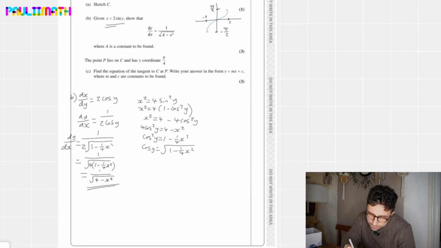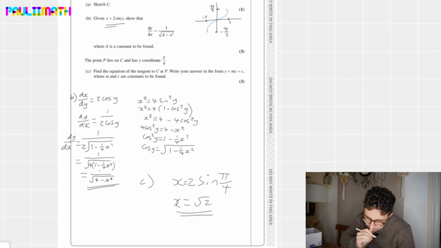Fine. If that's the y coordinate, let's get the x coordinate. x equals 2 sine of pi over 4, root 2 over 2, so you're just going to get x as root 2. Can't hugely argue with that.